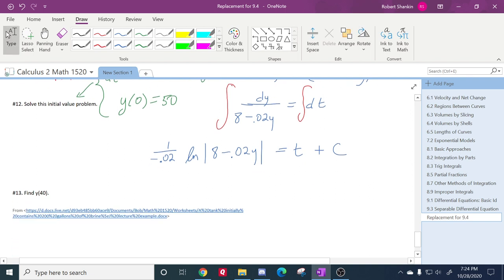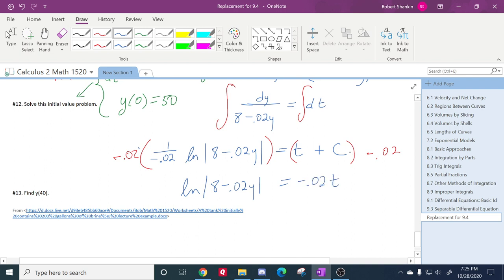This time, we are going to wait and get the c in a little while. I'm going to multiply both sides by negative 0.02. These cancel, I get ln of this. Arbitrary constant times negative 0.02 is still an arbitrary constant, so I'll just still call it plus c.